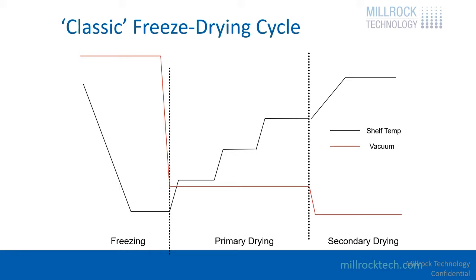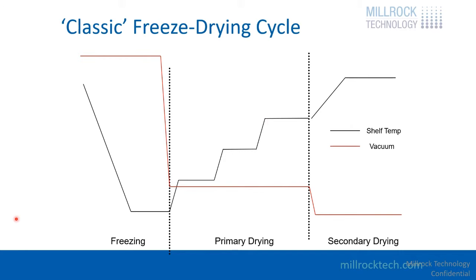This is what you will see in a lot of papers that were written 30 or 40 years ago as a classic freeze drying cycle. Here, we freeze the product, we pull a vacuum on it, and we start to add shelf temperature, and that shelf temperature is increased during the cycle.